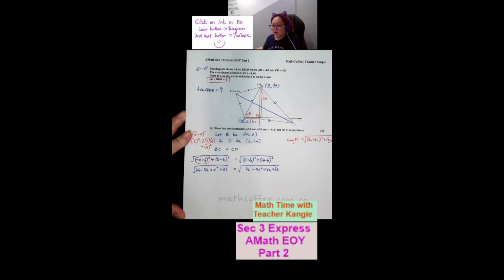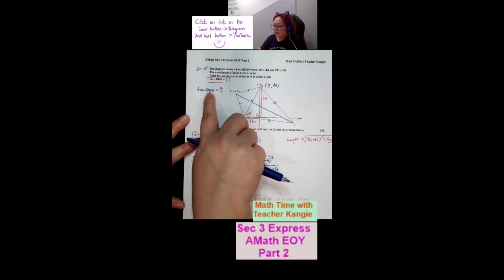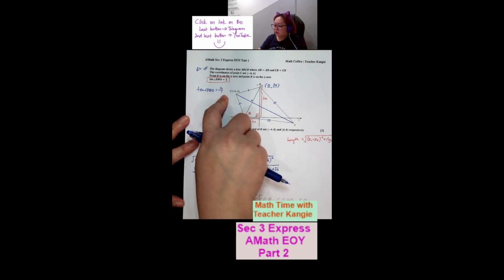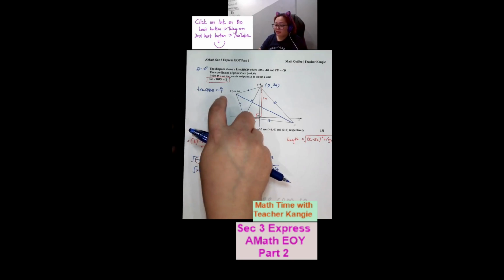The 2 unit and 1 unit, is it a similar triangle? No, it's not a similar triangle. It's because they give us tangent, this angle is 2 over 1. So that means the opposite is 2 unit and then the adjacent is 1 unit.